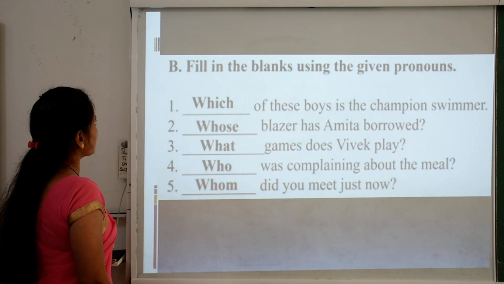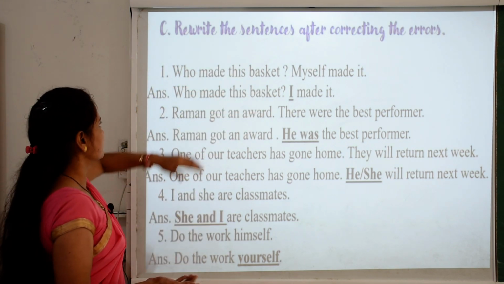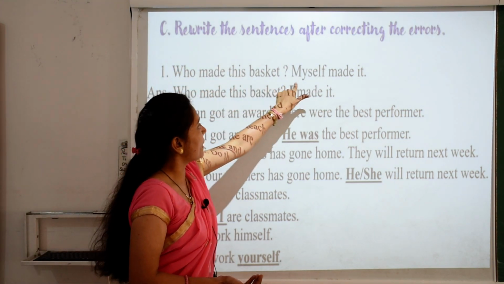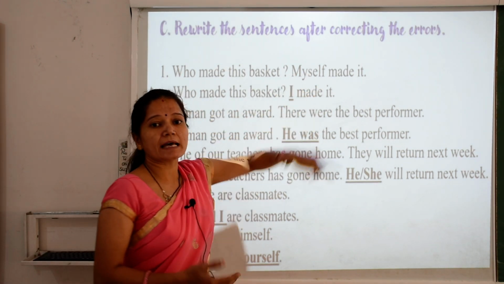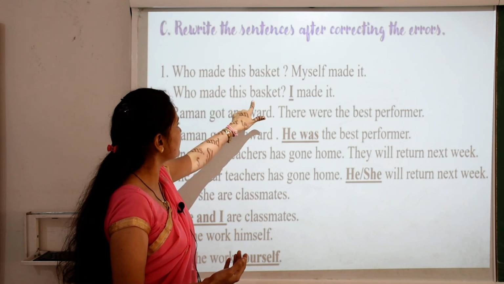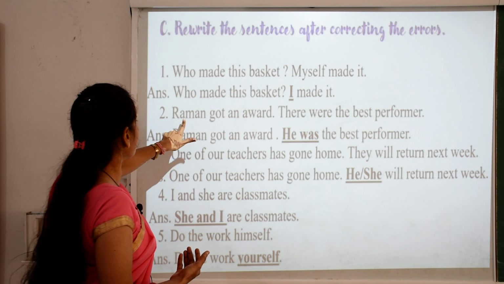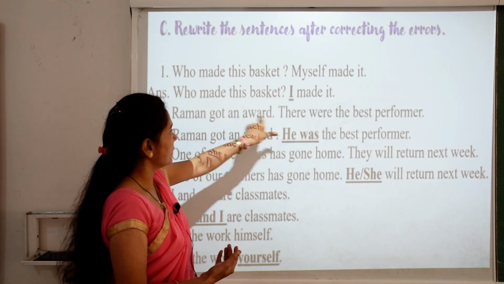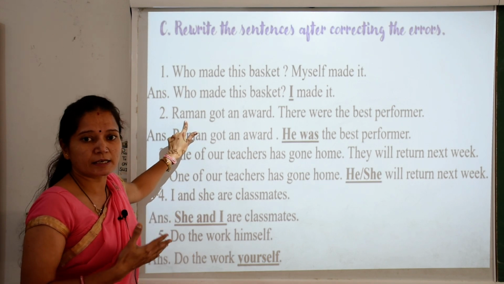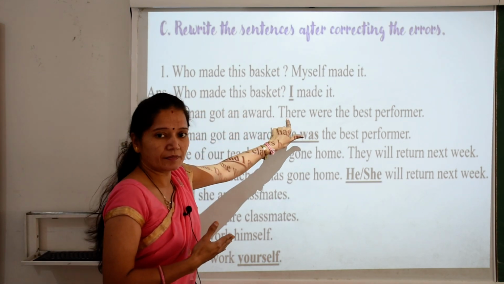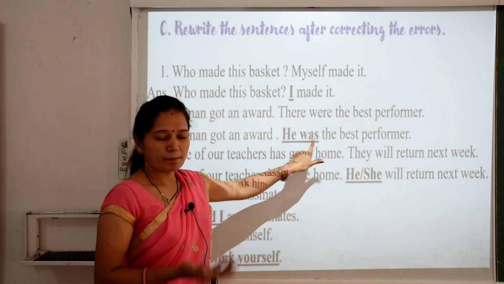Now let's move into the next exercise. Rewrite the sentence after correcting the errors. Who made this basket? Myself made it. Okay. So as I told you, myself is not used as the subject. So the correct sentence is, I made it. Now the next is, Raman got an award. They were the best performer. Okay. So Raman is a singular person, so we will not use they. We will use he. So, Raman got an award. He was the best performer.